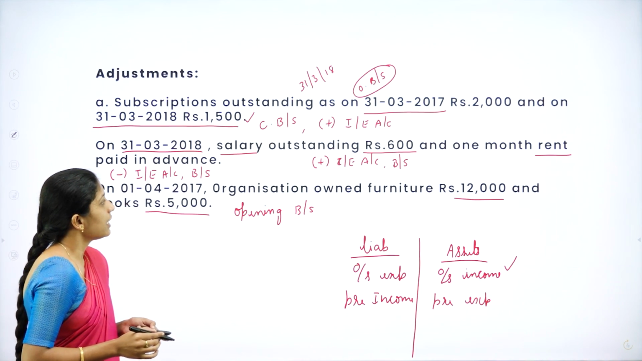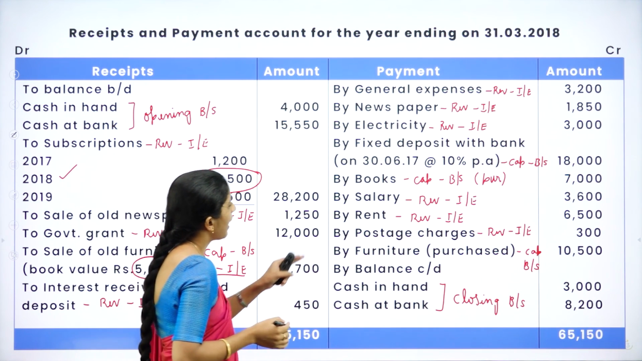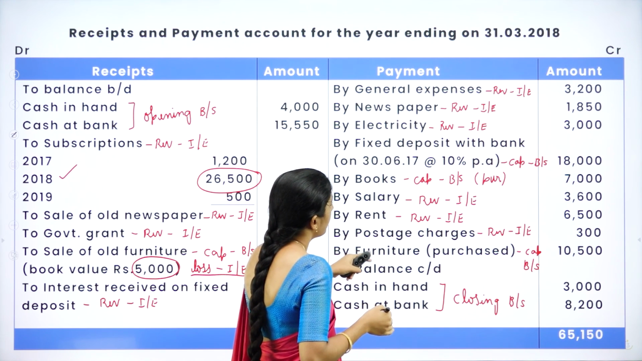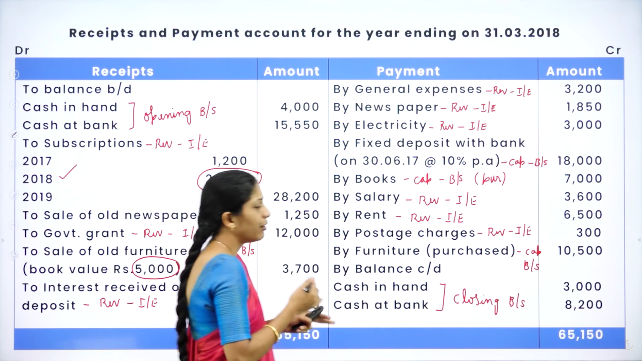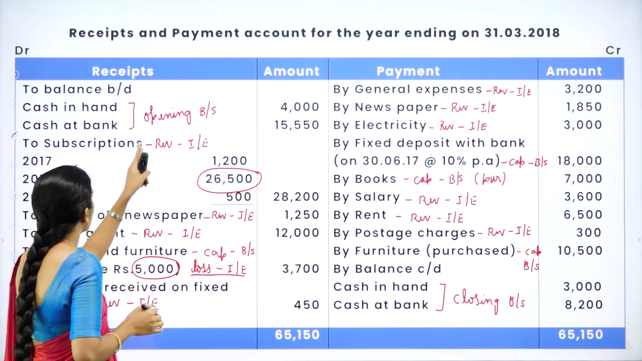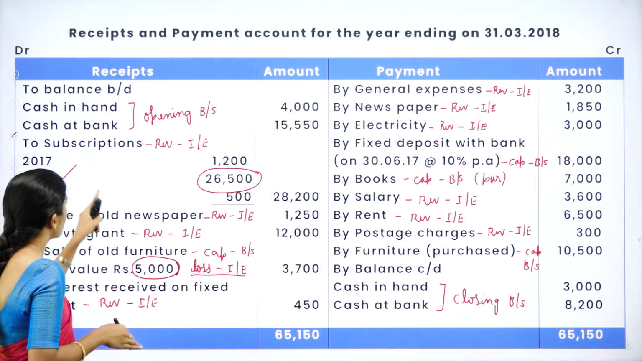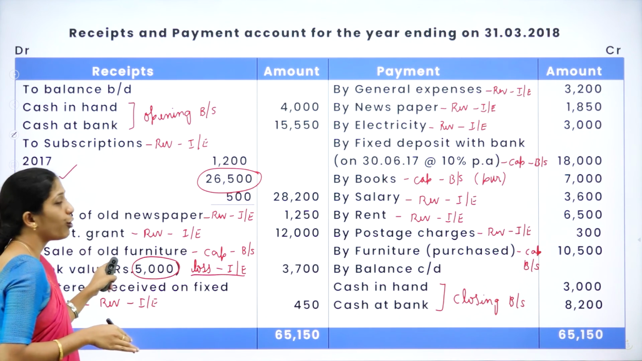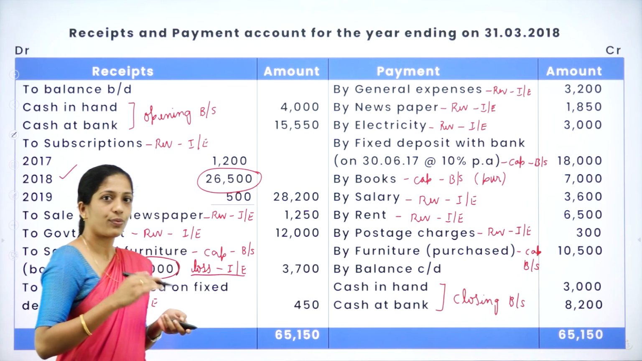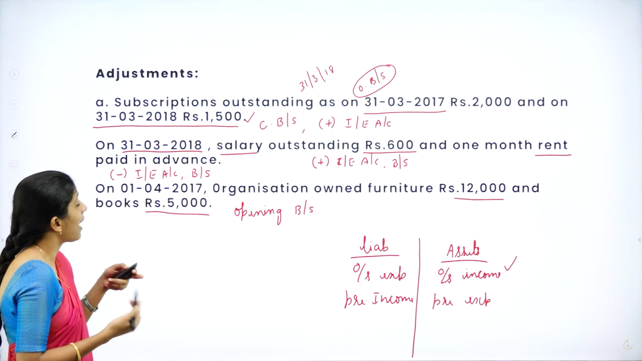Yes. Now we shall see whether any item is left in receipts and payment account. So we have recorded books. We have added that as purchase. Then we have recorded furniture, no more item in the payment side. Now coming to the receipt side, this comes under opening balance sheet, that is cash in hand and cash at bank. If any sale of old furniture, we have already deducted it. Outstanding interest, we have recorded. Now go through the adjustments, any items which we have left out.